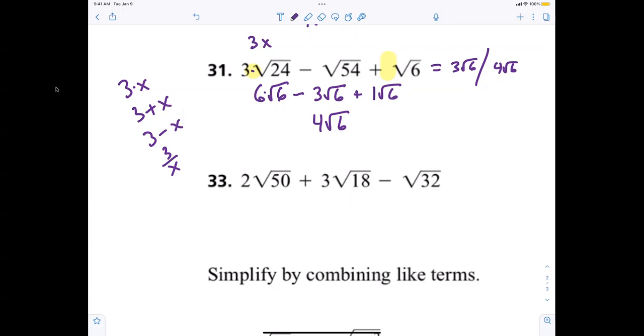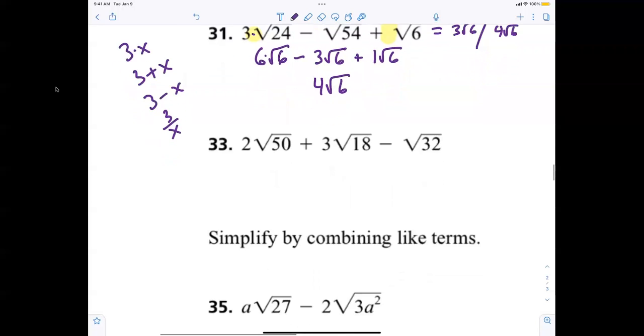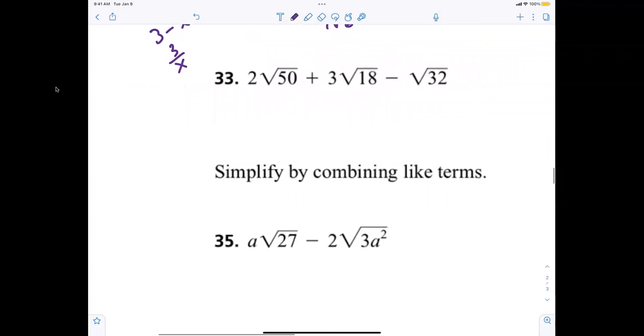All right, anybody? All right, here we go. So we've already done 50 once. 25 and 2. 25 and 2. So square root of 25, 5. There's a what? So all together, 10 radical 2. Molly, is that good?